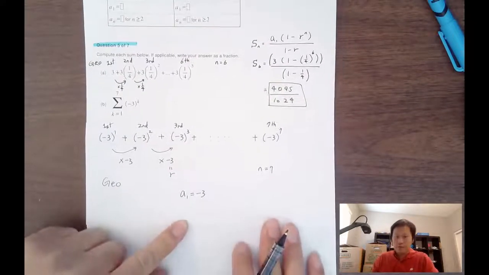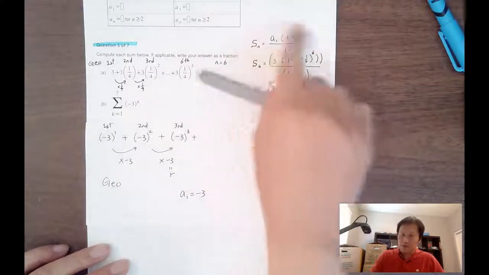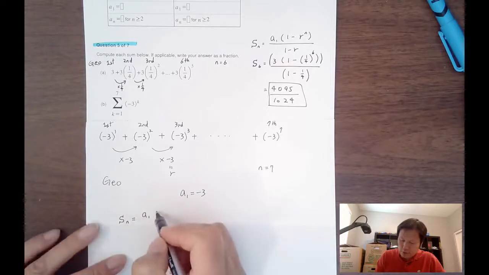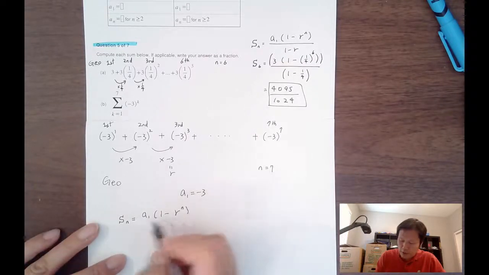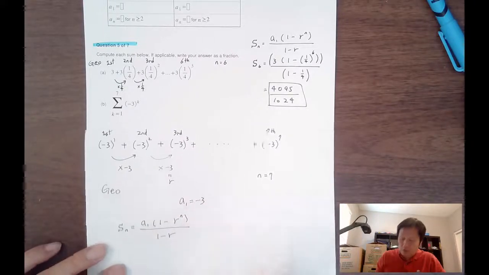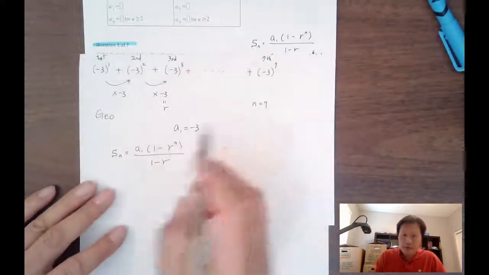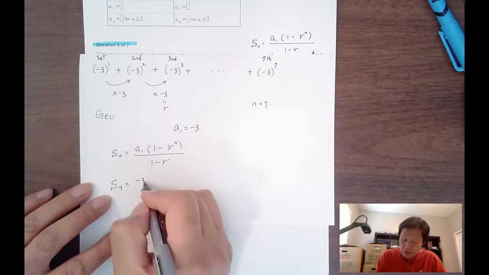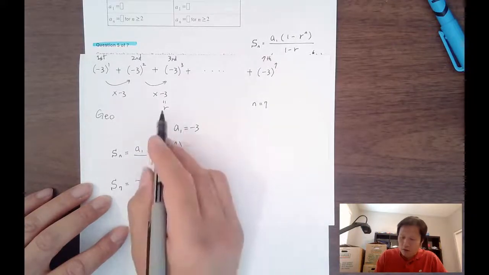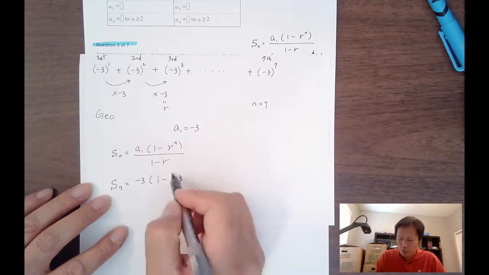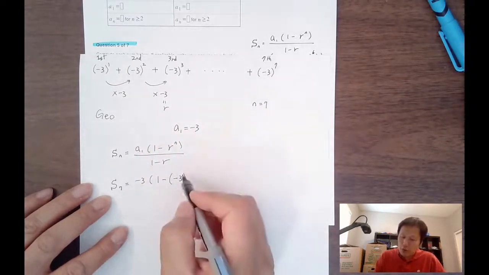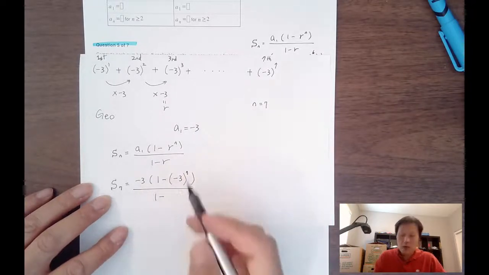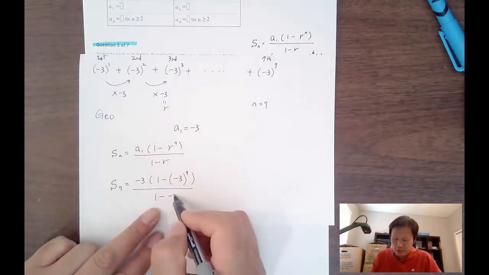So S of n equals A sub 1 times parenthesis 1 minus r to the n power, all over 1 minus r. So the n value is 7 again. So S of 7 equals A sub 1, the first term is minus 3, times 1 minus r, where r is minus 3. Make sure you put parentheses around the r. Power of n, which is the 7th power again, all over 1 minus r. Here r is minus 3, so you do want to put parentheses here. Double minus. All you have to do is put that into the calculator.